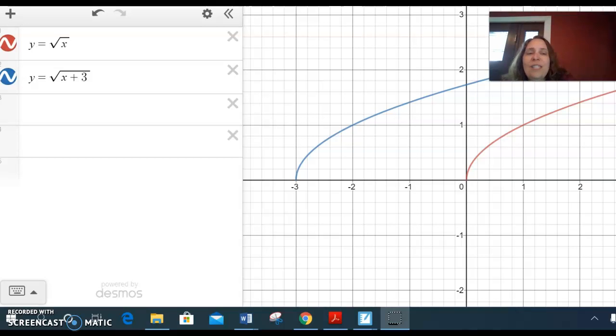Hi everyone, so this is part 2 of our section 10.5 day 1 video. When I last saw you, we had finished talking about y equals the square root of x plus 3, and I just wanted to make sure to show you the graph on Desmos as well, even though we did this by hand. So as you can see, the red graph is our parent function y equals the square root of x. The blue graph is our y equals square root of x plus 3.